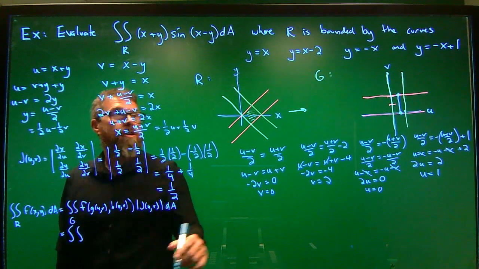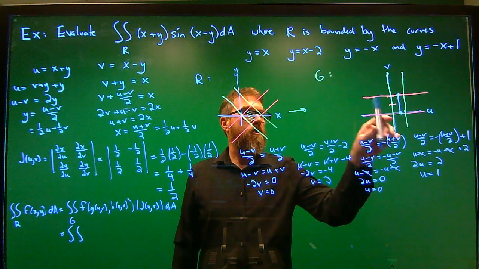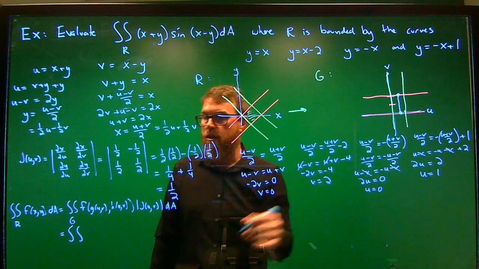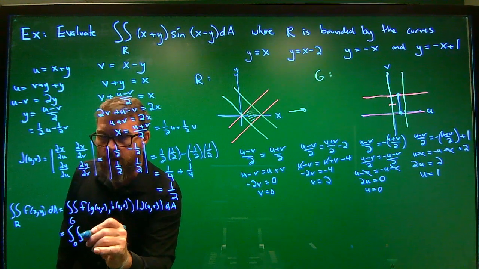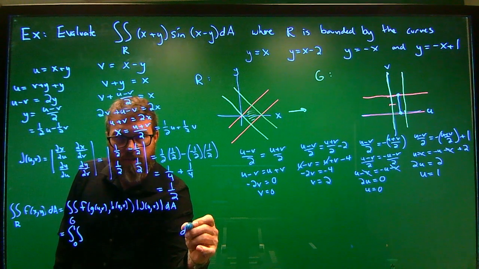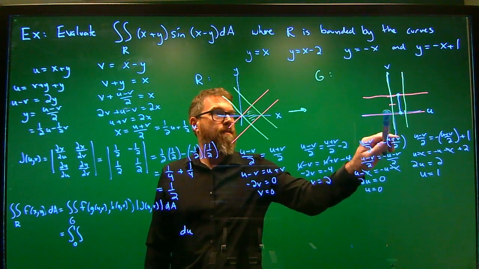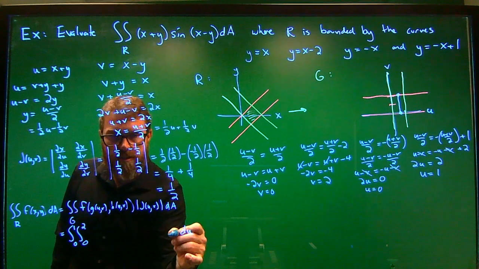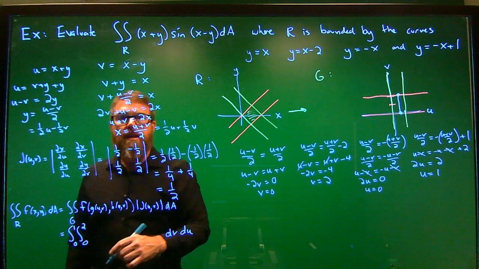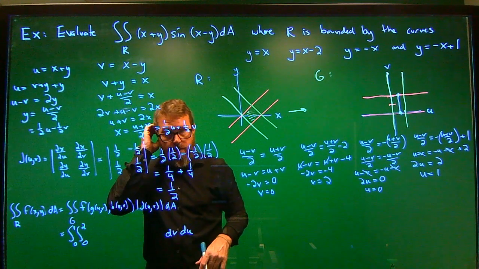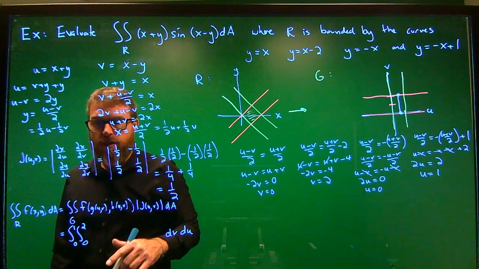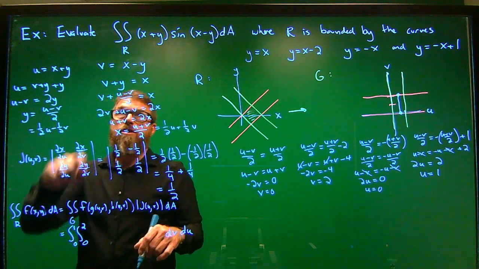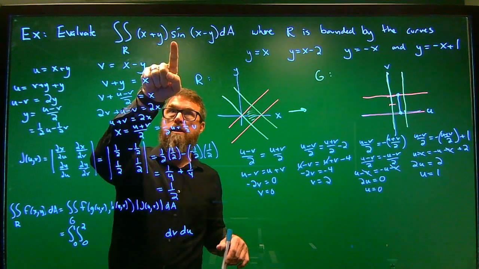Well, our new region goes from, let's scan this way. So I know that the u's are going to go from 0 to 1, so these are going to be your du's. And then the v's are also going to go from 0 to 2, that's going to be dv. Now remember, you can choose the order you want through Fubini's theorem. Just make sure that you get your region correct. Now this is going to be substituting these into here.